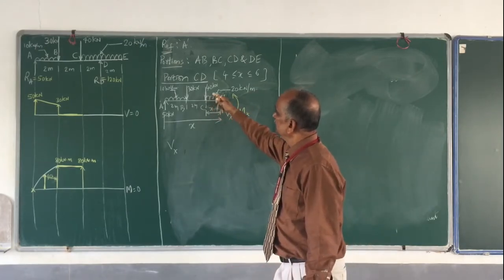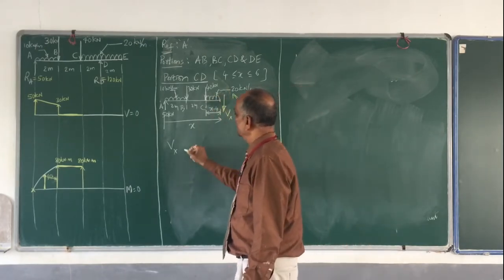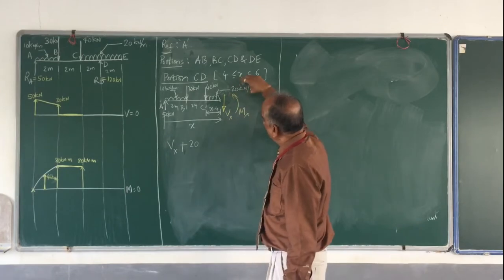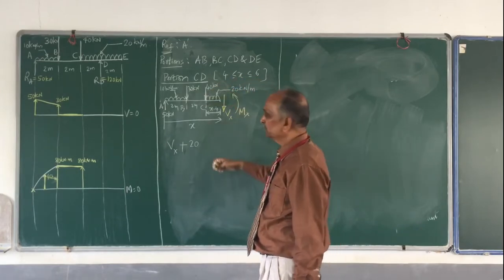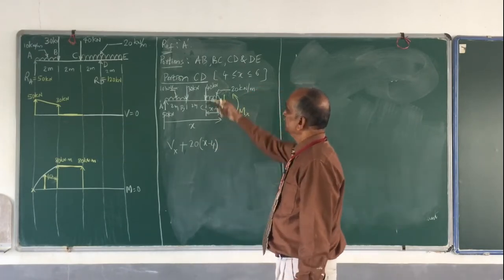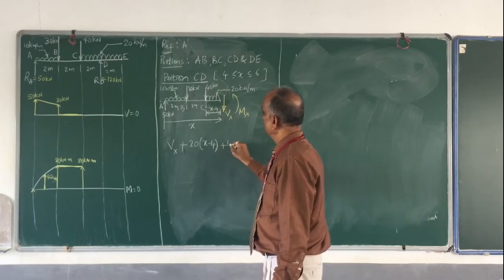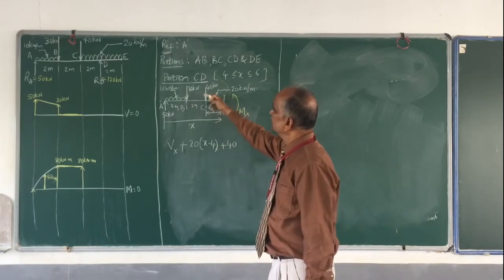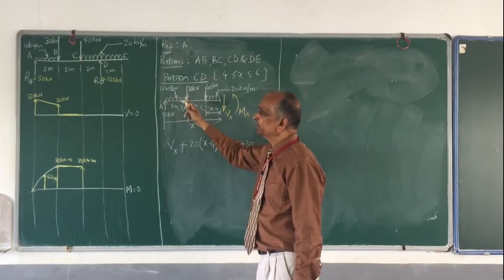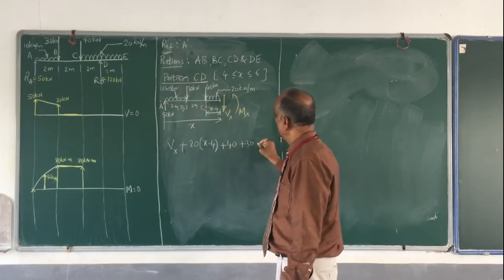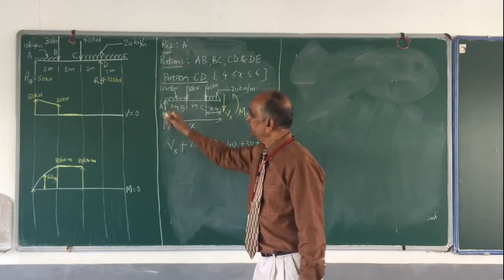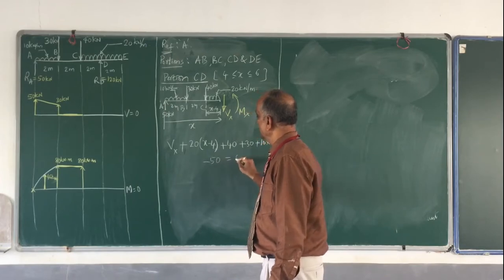This is x, this is 2, this is 2, x minus 4 meters. Okay, Vx. The force is downwards, therefore it is positive. Then 20 multiplied by the length of this portion. What is the length of this portion? x minus 4. 20 into x minus 4. Then this 40, that also is downwards. Then next this 30 downwards, positive 30. Then because of this 10 kilonewton per meter which is spread over 2 meters, it is downwards, therefore it is positive. It is 10 into 2. Then 50 upwards, minus 50. The whole thing is equal to 0.